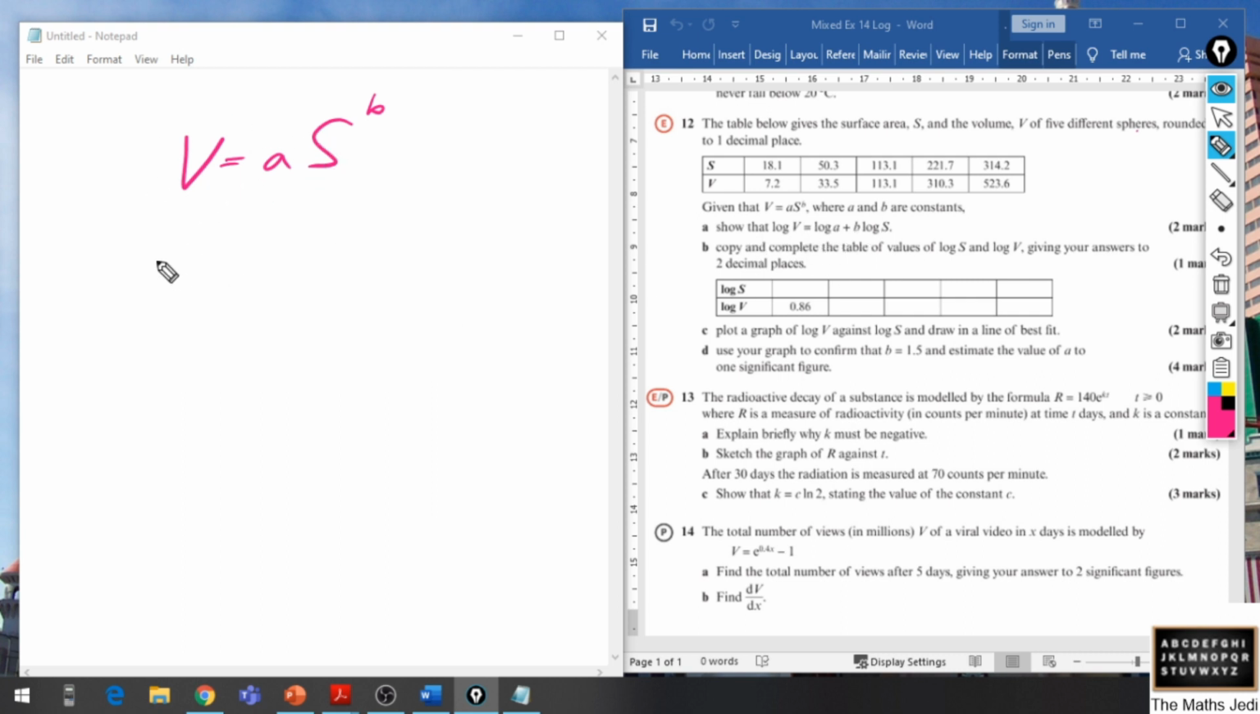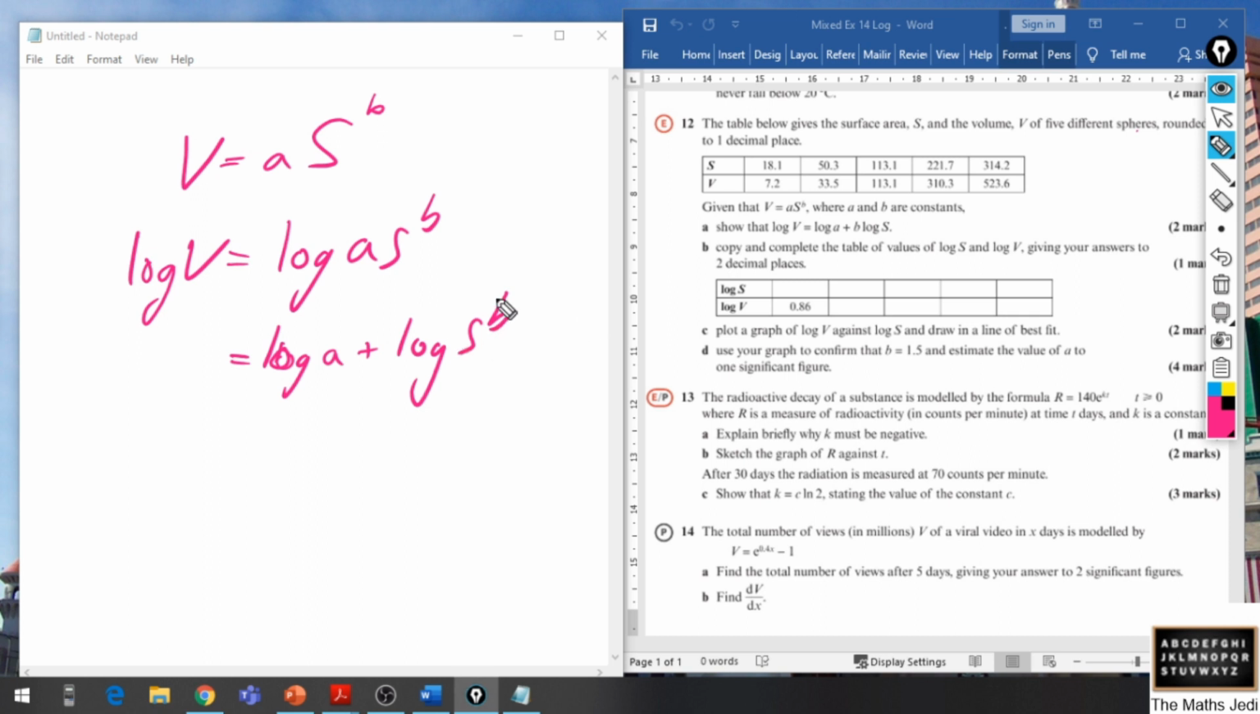So we're going to take logs on both sides, base 10 here. Using the rules of logs, let's split this up. And then bring down the power. And you can see that's what they're asking you to show. That matches. And then copy and create a table of the values, giving your answers to 2 decimal places. So you can get your calculator and plug those in. I'll let you do that. Plotting a graph of log v against log s.